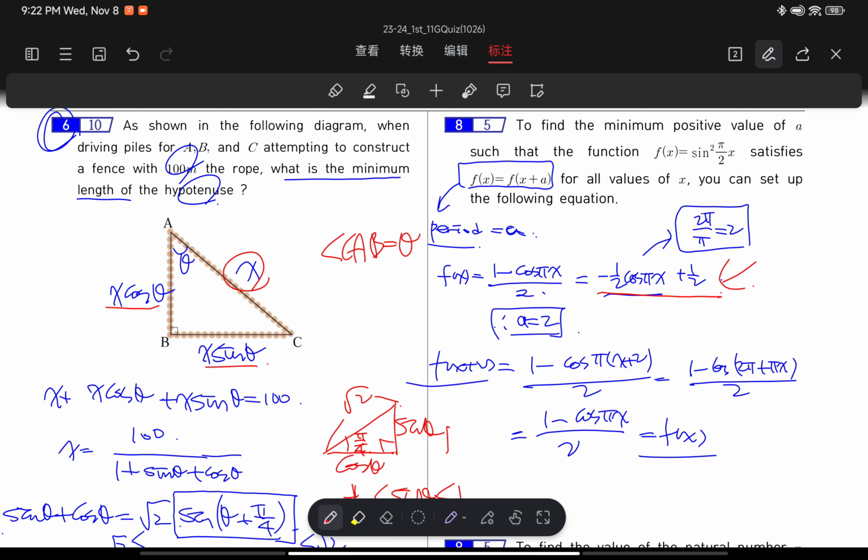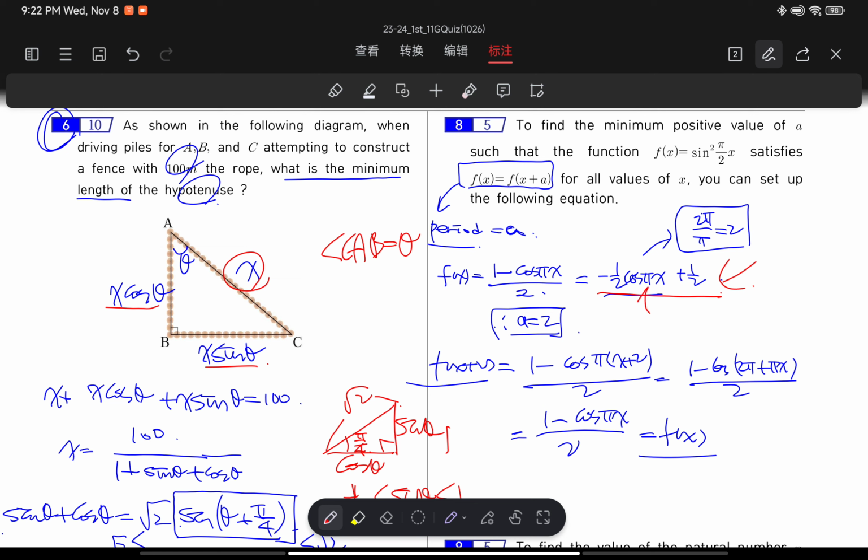This is from chapter 1, so for reference see Thomas Calculus, chapter 1. There you can find some trigonometric properties. Please reference those trigonometric properties. So in this case, minus half the cosine pi x.